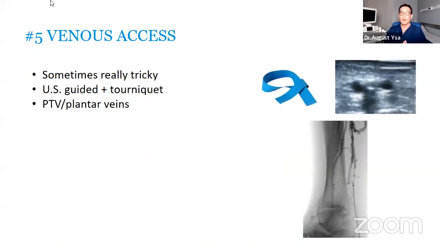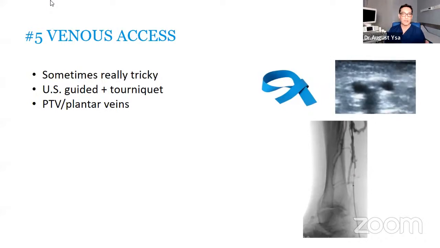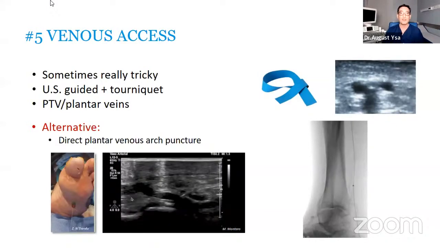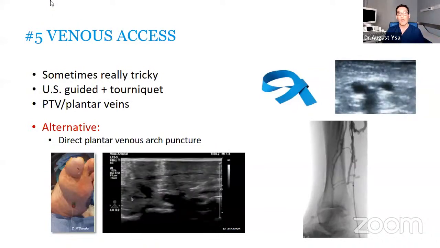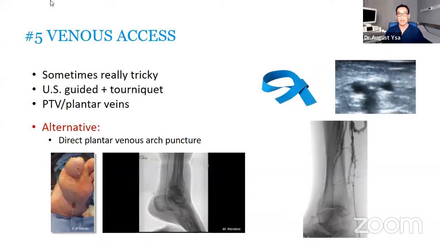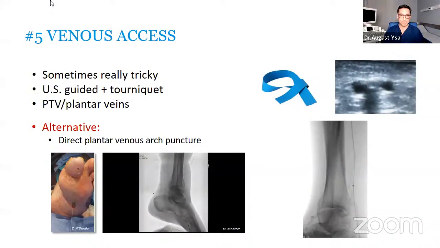And from a technical point of view, this is the first maneuver, getting your venous access, and this sometimes is really a pain. Sometimes it's really tough, time-consuming. What we do is perform it under ultrasound guidance with the tourniquet, and our target is usually the posterior tibial vein or the plantar veins. Alternatively, you can use a direct puncture of the venous plantar arch. That's going to be easier when you try to advance your catheter through the plantar valves. So that's probably going to make this procedure more straightforward.